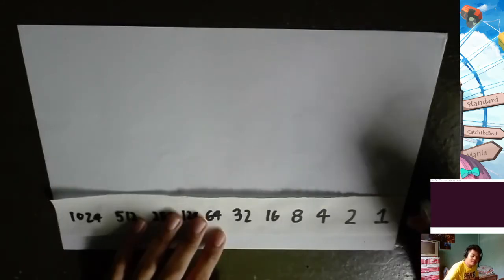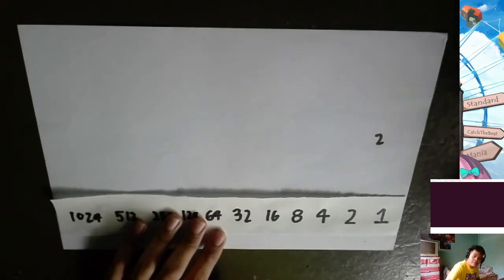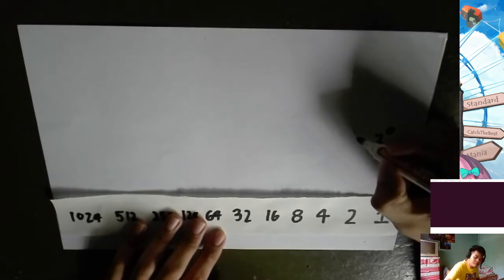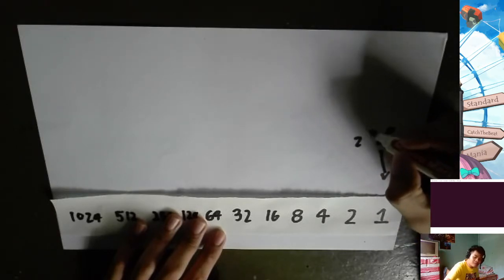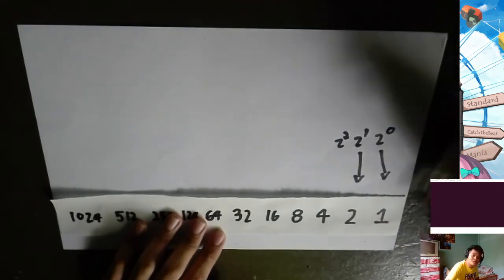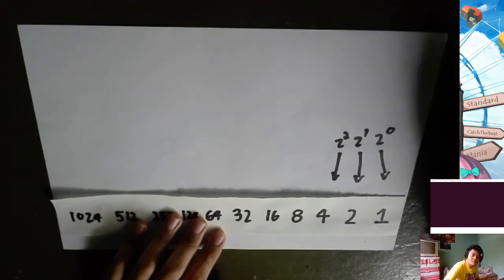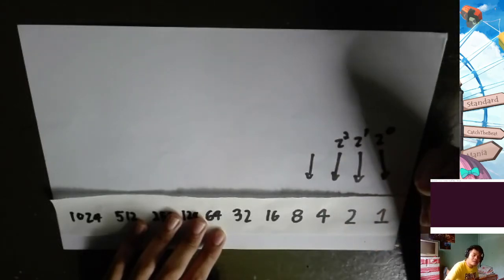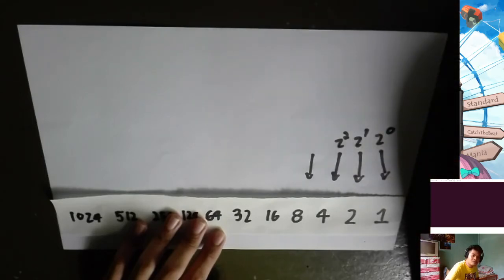So how do you get this series of numbers? Basically, if you take 2 and you raise it to the power of 0, you are going to end up with the number 1. And if you take 2 again and you raise it to the power of 1, you're going to end up with 2, because 2 multiplied by 1 is just 2. If you take 2 and raise it to the power of 2, 2 times 2 is just 4. And if you keep increasing the exponent in increments of 1, you are going to end up with this series of numbers.